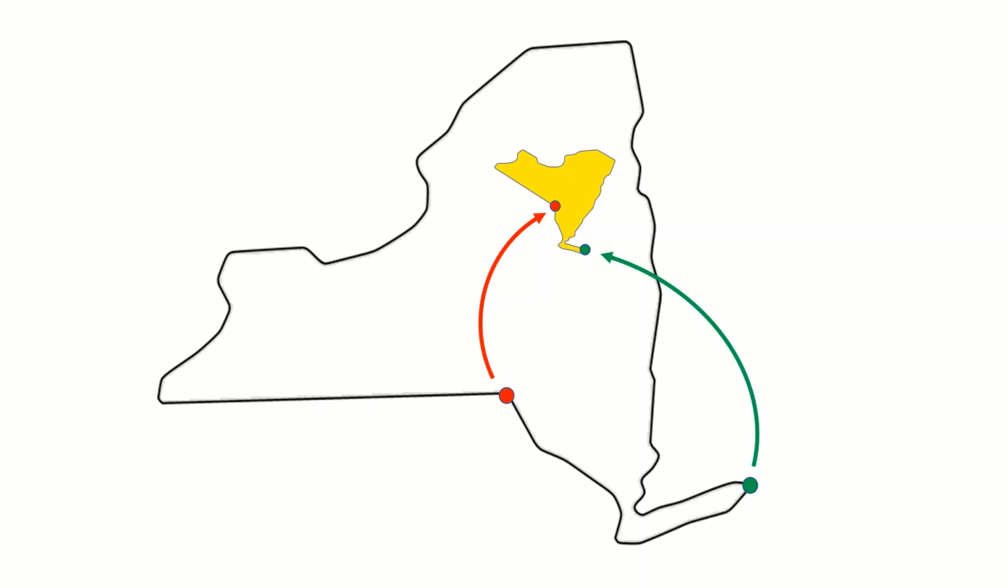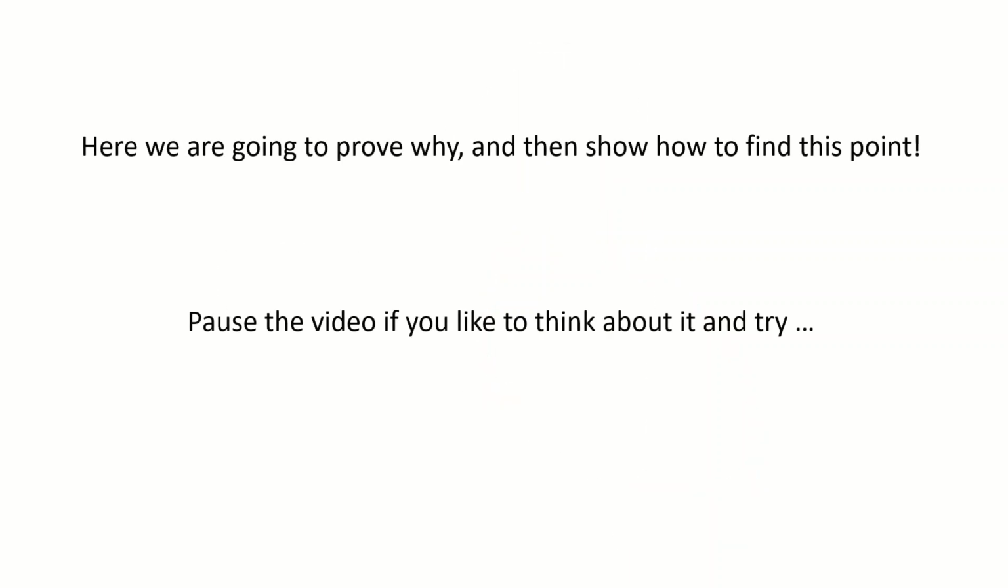But there is one point in the city that matches its equivalent point on the map exactly. And you can probably say it's somewhere around here. Here we are going to prove why there is always a point matching its exact location. And by the way, for this proof we are not going to use any mathematics. And then we are going to see how to find this point. You can pause the video here if you like to think about it, and when you are ready, continue watching.